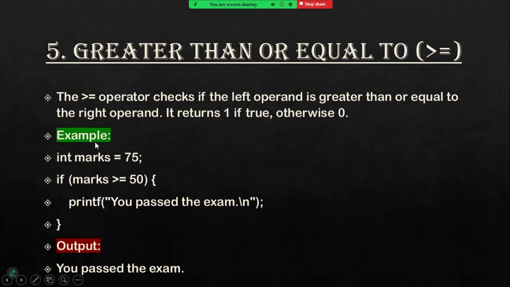So here we can check with the example. Int marks equal to 75. If marks greater than or equal to 50, so marks is 75, greater than or equal to 50. Printf you pass the exam. So the output is you pass the exam, because if the condition is true, then it will print the output. So you pass the exam. So this is the greater than or equal to operator.